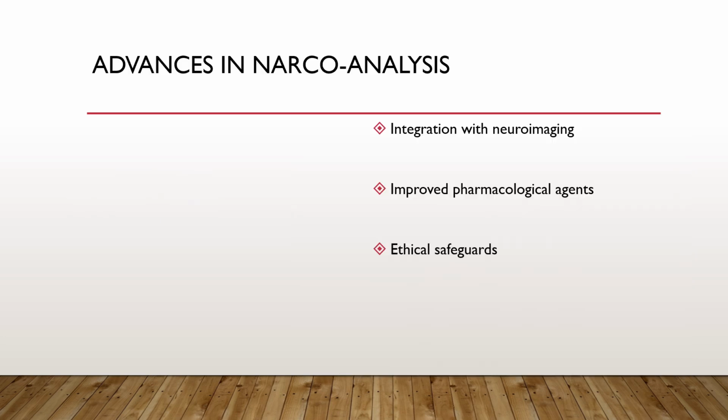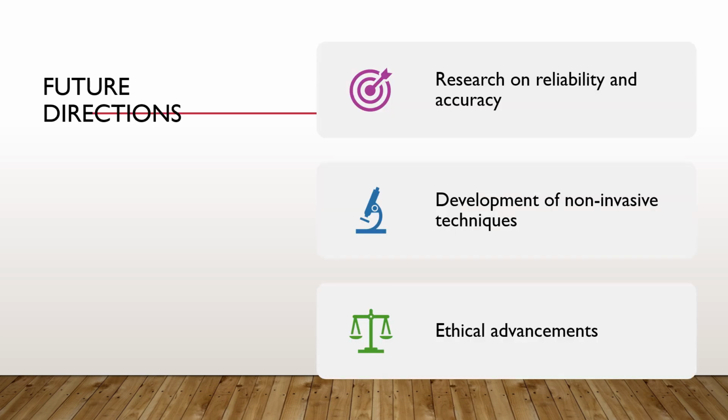Advances in narcoanalysis: integration with neuroimaging. Another fact is that these techniques are not yet proven for people who suffer from any seizure disorder. If there is any organic brain injury, how will somebody react, and how will their emotional responses be when undergoing these tests? Improved pharmacological agents: previously scopolamine was used, now better drugs are available, along with ethical safeguards. For future direction, research on reliability and accuracy needs to be worked upon.